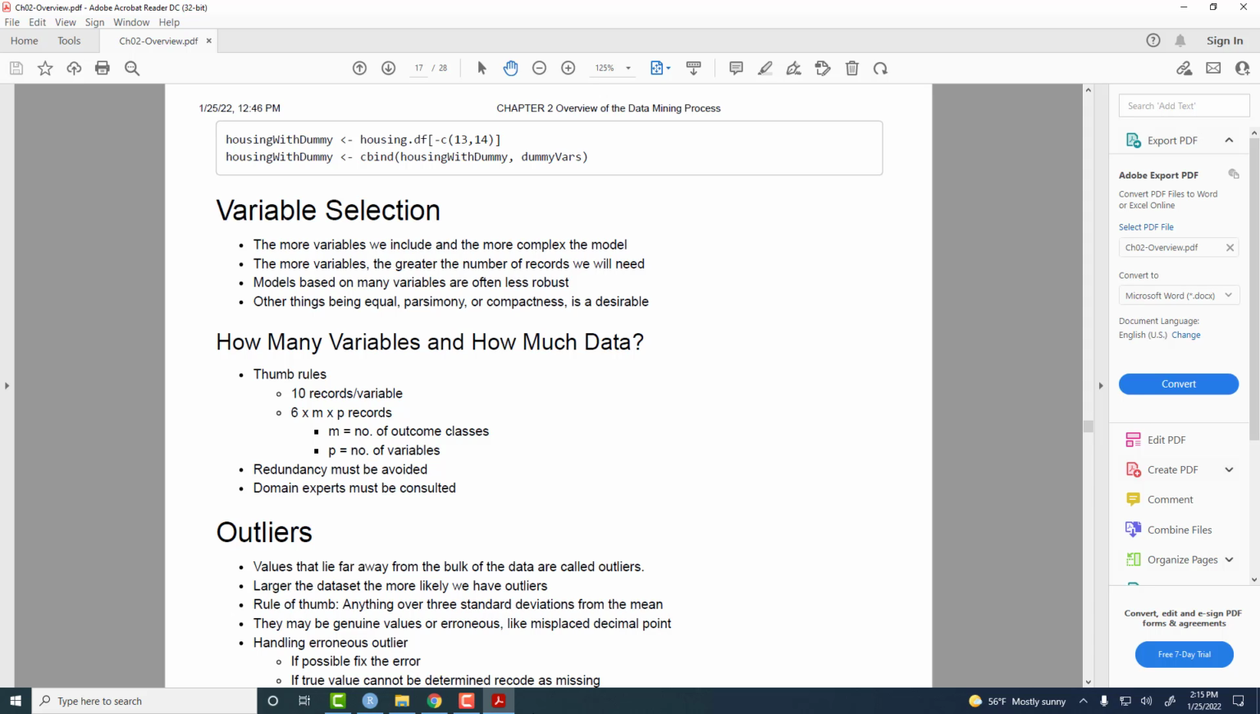And oftentimes it may not be as clear as age and experience. There may be variables that an analyst may not know that they are redundant. So you have to consult the domain area expert and discuss with them to figure out what variables are important and what variables are redundant.